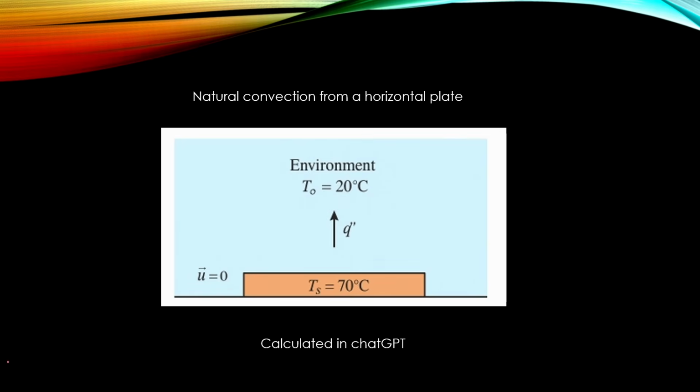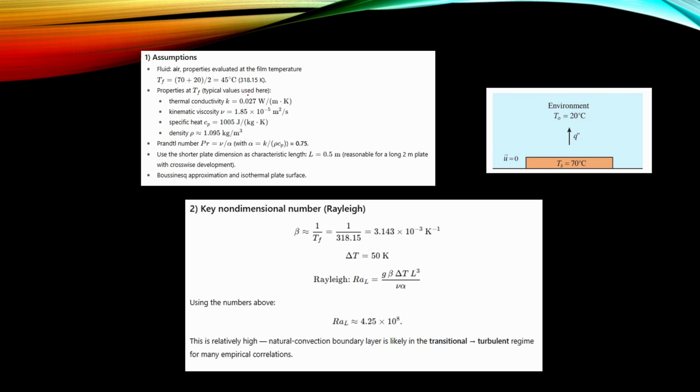Here is an example of a more challenging case. We have a horizontal flat plate which is heated to 70 degrees C, and our environment is at 20 degrees C. And we want to know the heat flux from this plate to the environment. I calculated this case in ChatGPT, and here are the assumptions which were used.